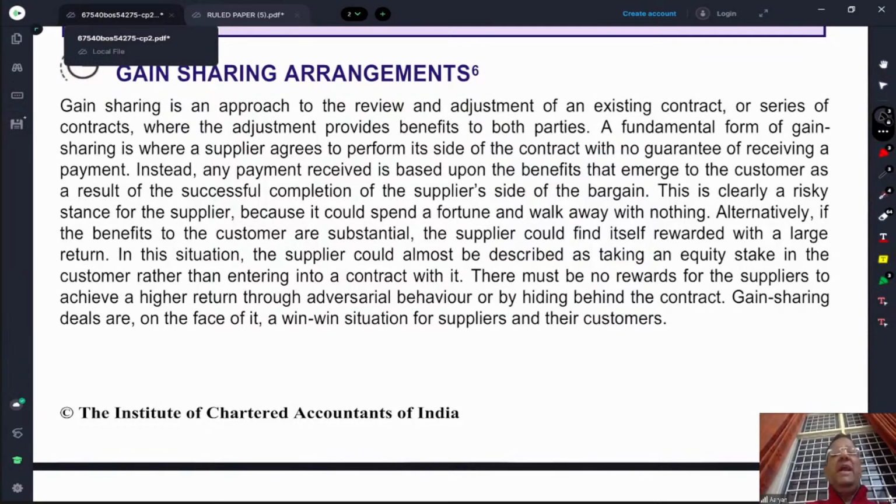More logically, it can be called cost saving arrangement. Underline the word cost saving. Cost saving arrangement.